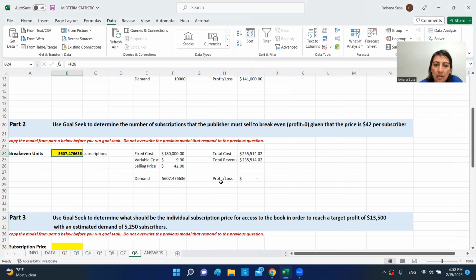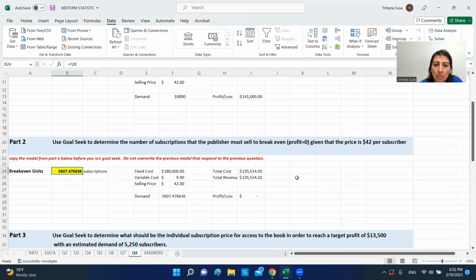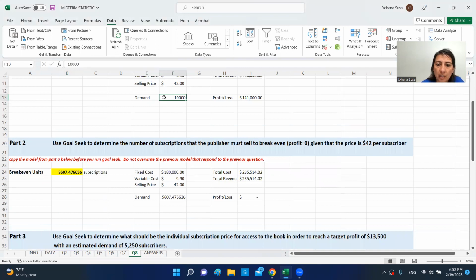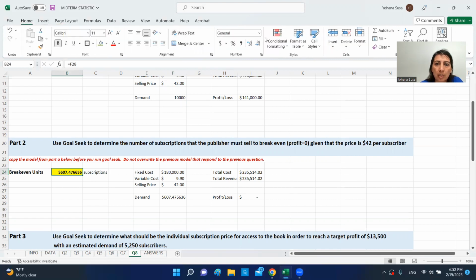So 5,606 books. Let's see. 5,607.47. Yep. This was 10,000. So that is the amount of subscriptions this can be. Let's just make it a number with no decimals. And my profit will be 0. So it does my break even. So 5,600 is the minimum books that I can sell to break even.